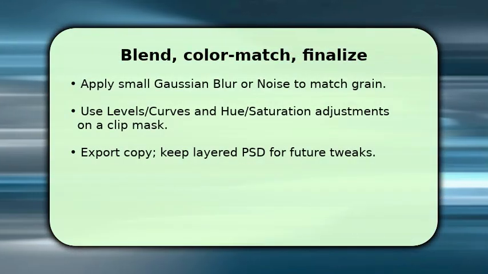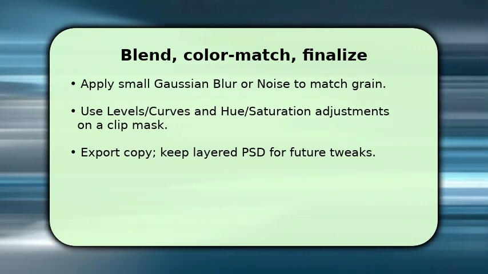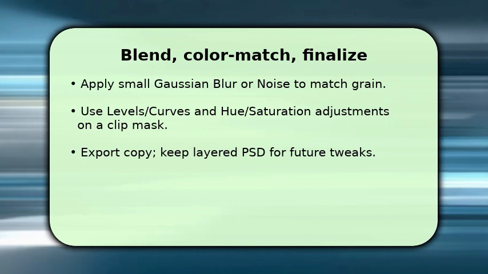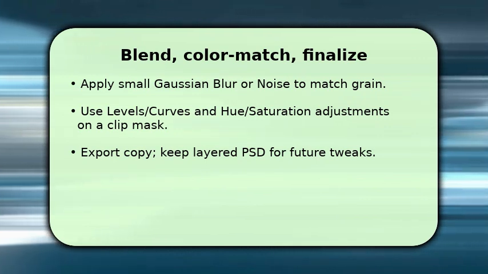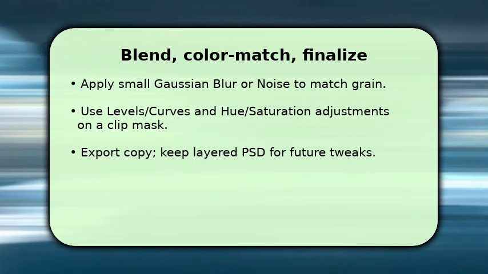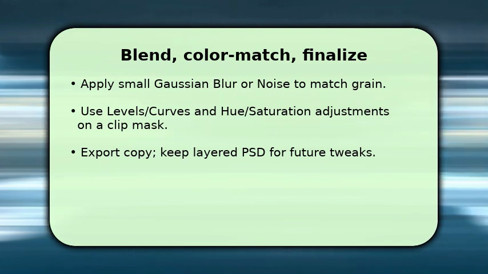To finish, refine edges and match color and grain so the repaired area disappears. Use a low-radius Gaussian blur or add noise to match film grain, then clip levels, curves, or hue/saturation adjustment layers to the repaired layer to match contrast and color. Zoom out to check the overall composition and toggle the original layer to confirm a natural result. If things go wrong, revert to the duplicated layer and try a different sampling area or reduce clone stamp opacity for more subtle blending.